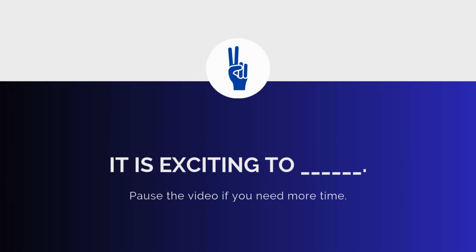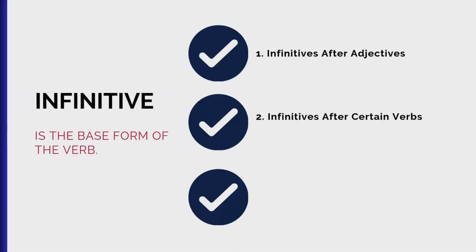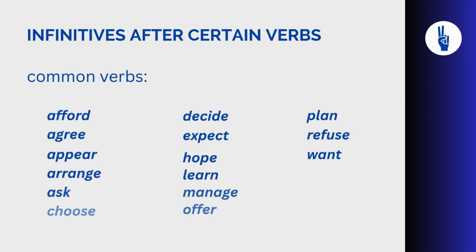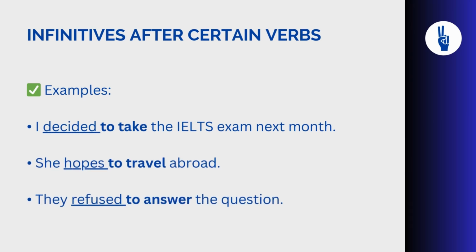Some verbs are always followed by an infinitive. Common verbs are afford, agree, appear, arrange, ask, choose, decide, expect, hope, learn, manage, offer, plan, refuse, want. Look at these examples. I decided to take the IELTS exam next month.